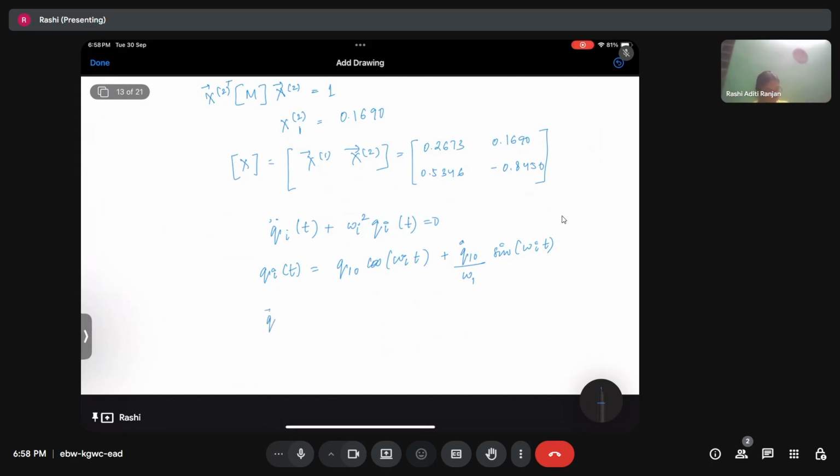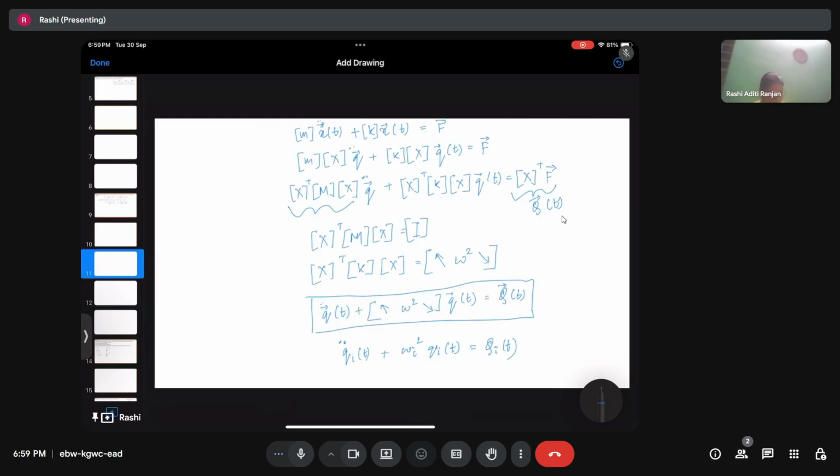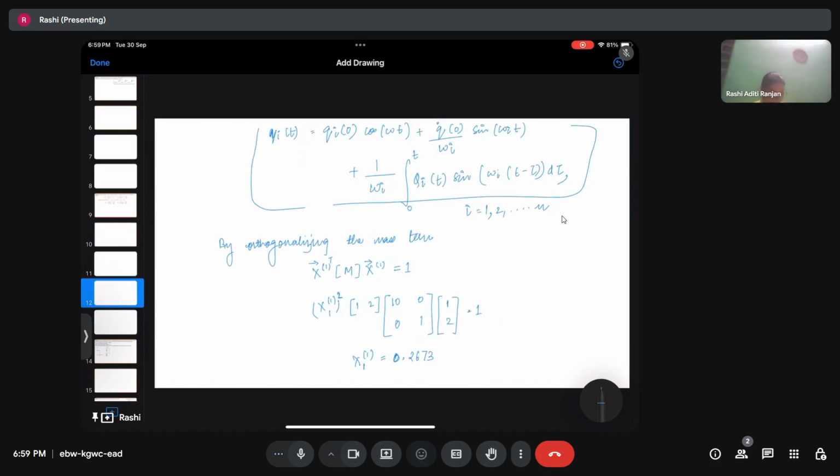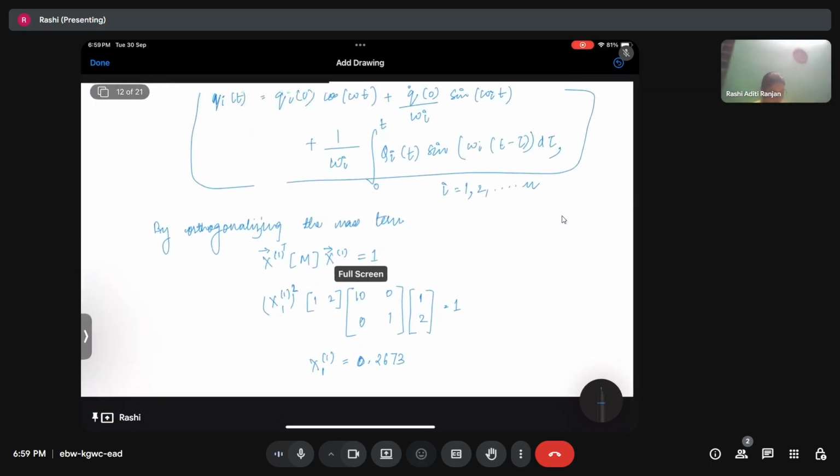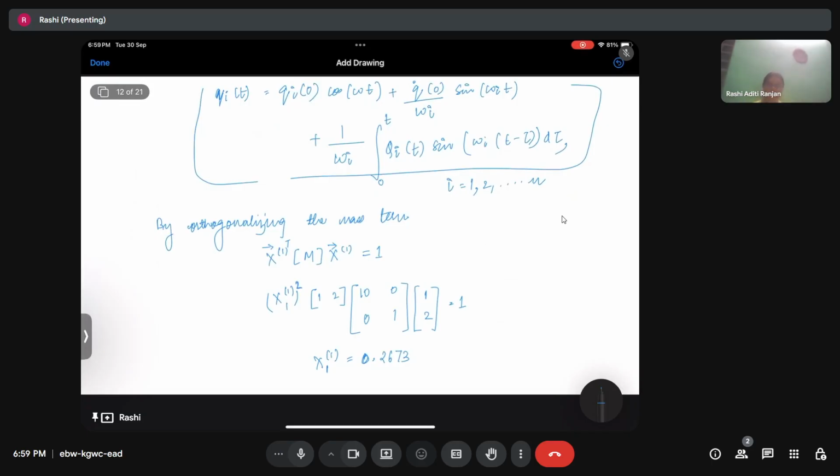q of 0 as q10, q20 at 0, right? This is what it is, because we need to find q0, because only then can we write q1, isn't it?